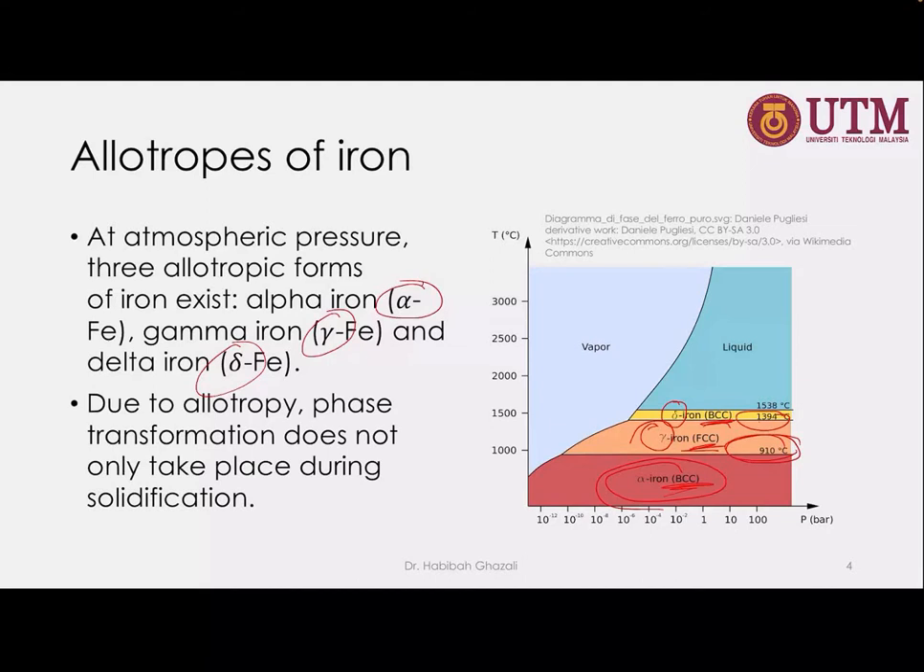Due to the allotropes, phase transformation does not only take place during solidification. What is solidification? A process of transformation from liquid to solid. So liquid to solid is a change of phase. Phase liquid, phase solid. But after it becomes a solid, the first solid formed is delta. Upon releasing temperature or heat, it changes the phase until it reaches room temperature.